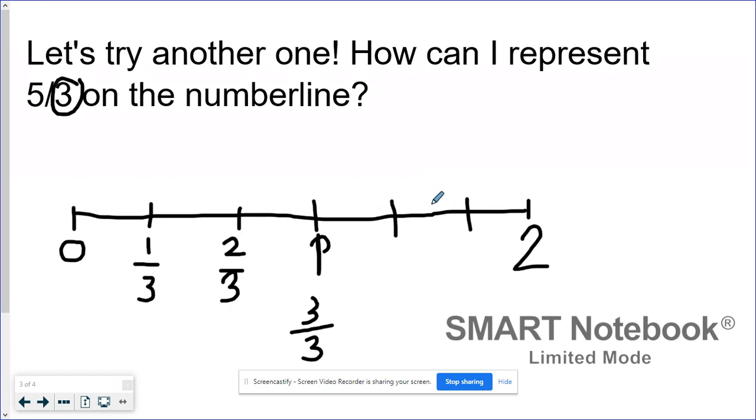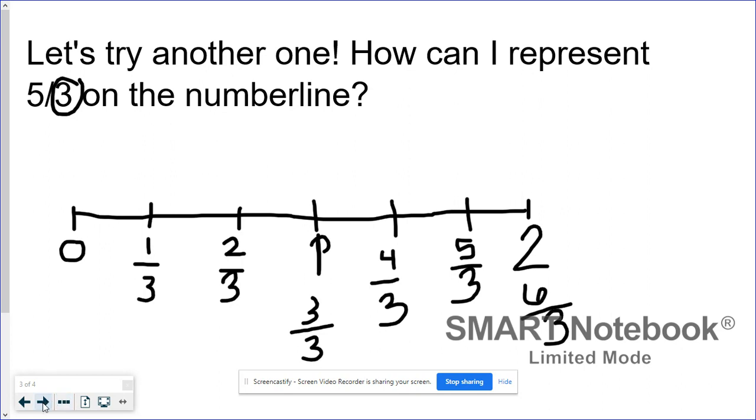I have 1, 2, 3 equal spaces. So I broke it into thirds. Now I'm going to go ahead and with my numerator, I can continue. So if this was 3/3, we have 4/3. And what would this one be? You got it. 5/3. And if you wanted to, you could even label 2 wholes as 6/3. Way to go, guys.